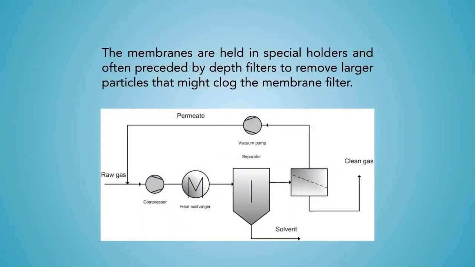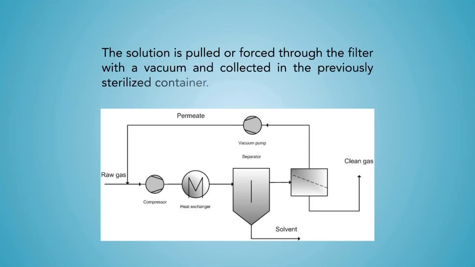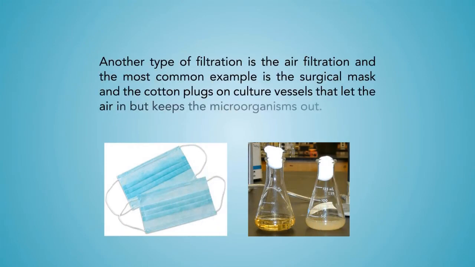The membranes are held in special holders and often preceded by a depth filter to remove larger particles that might clog the membrane filter. Further, the solution is pulled or forced through the filter with a vacuum and collected in a previously sterilized container. Another type of filtration is air filtration, and the most common examples are surgical masks and the cotton plugs on culture vessels that let the air in but keep the microorganisms out.